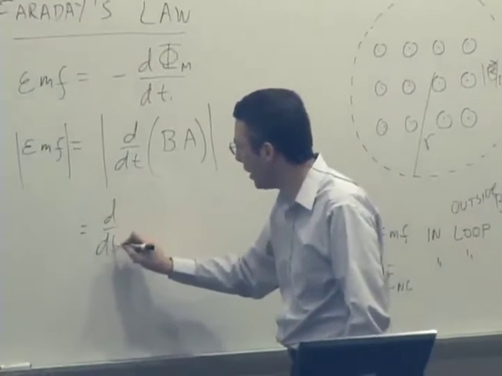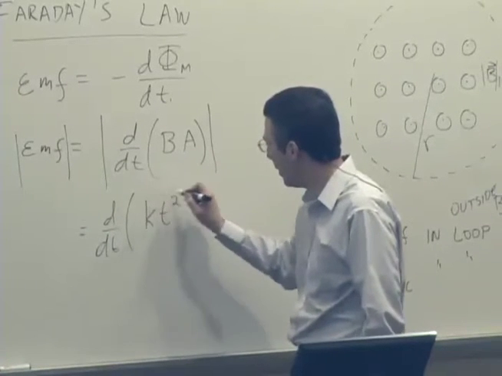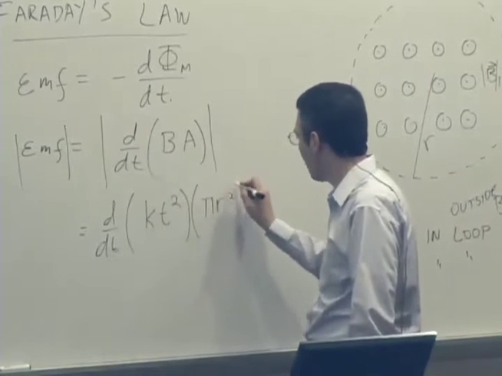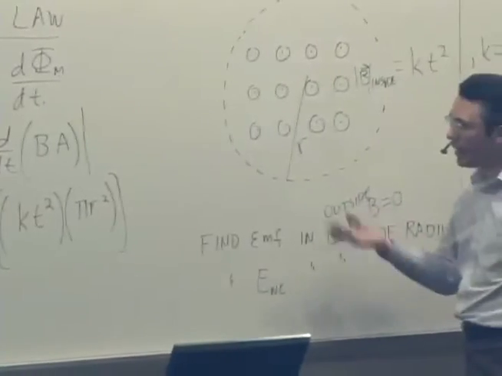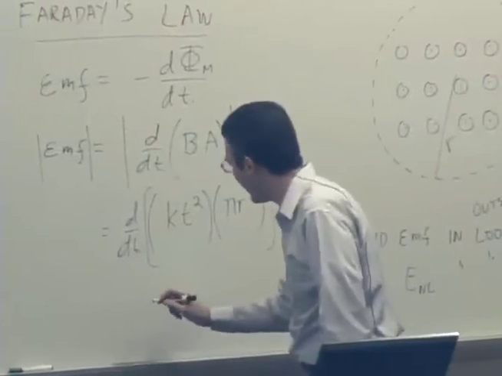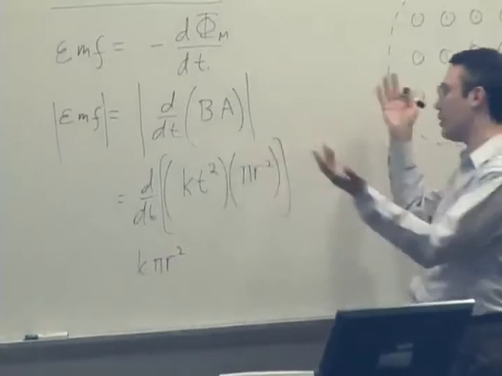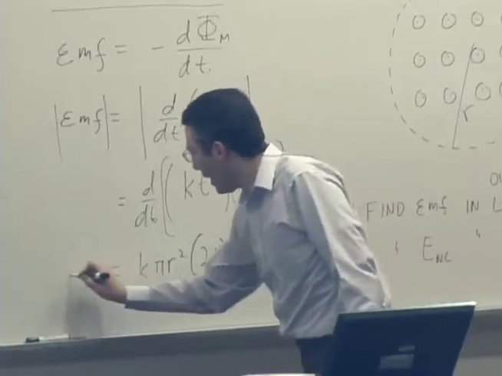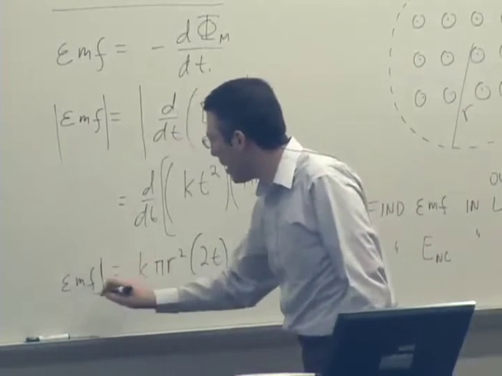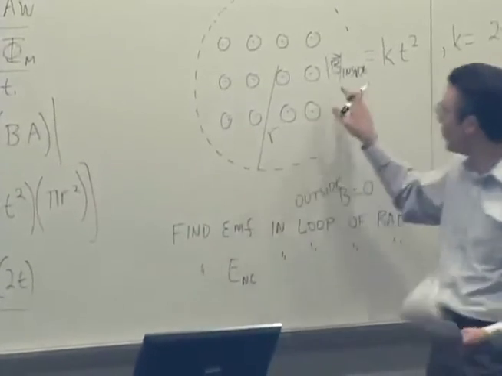We have the time derivative of this function for the magnetic field, k t squared, and the area is pi R squared. The area doesn't depend on time. k doesn't depend on time. So the only thing that depends on time is t squared. So I have k pi R squared, and the derivative of t squared is just 2t. Now that's giving me the EMF as a function of time. So there's a case where the EMF is going to be changing with time. If the magnetic field is changing as t squared, the EMF is then changing as t.